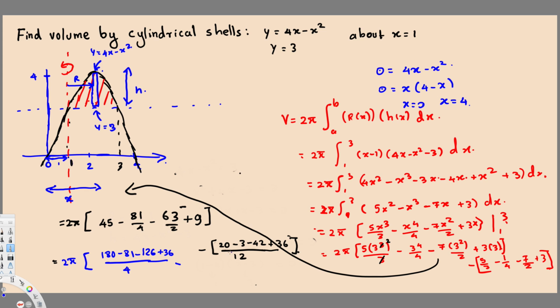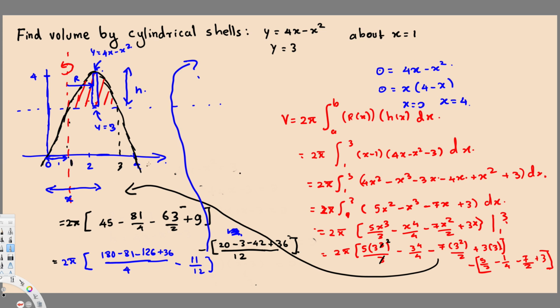Then subtract, here we can simplify this one. 20 minus 3 is 17. 17 minus 42. Before I do that, maybe keep the 17 right here. Minus 42 plus 36, so that's going to be minus 6. So minus 6 plus 17 is going to be 11. So this is actually 11 over 12, right? So 11 over 12, let's add them together right here. Maybe I continue this one on top.